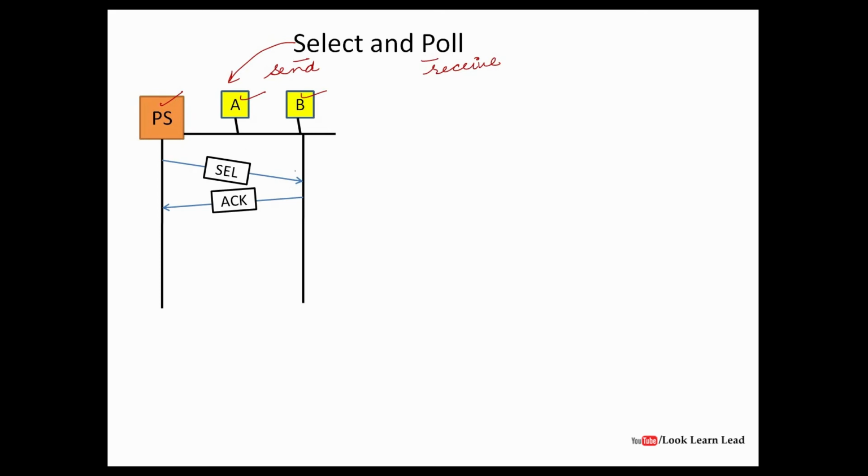PS wants to send data to B, so it sends a select function to B. If B wants to receive, it sends an acknowledgement: yes, I am free to receive. Then the primary station sends data to the secondary station and the acknowledgement follows. This is how it works when the primary station wants to send data: first it asks the secondary station whether it wants to receive or not.